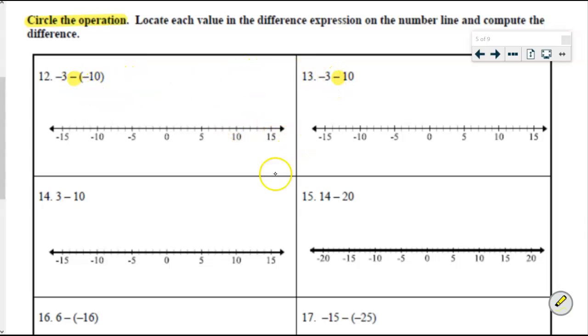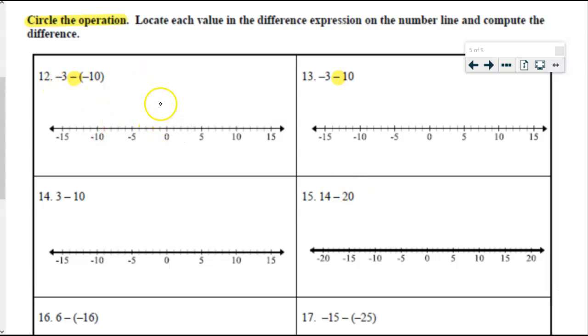So when it's a subtraction problem, I should see little bunny hops. Number 12 is -3 minus a -10. 13 is -3 minus 10. Work with your groups. I just want to kind of walk around and see how you're doing, see if there's any questions, but I want you guys to work on 12 and 13 in the meantime. Pausing the recording as you work on these. Ready, set, go.